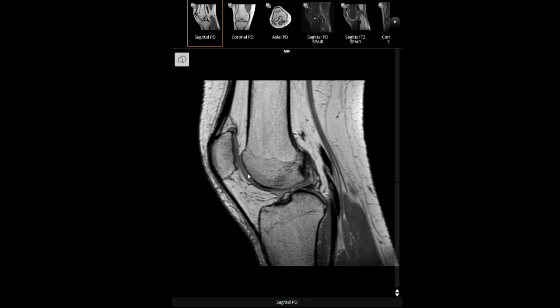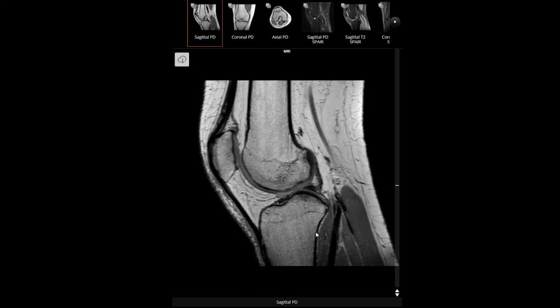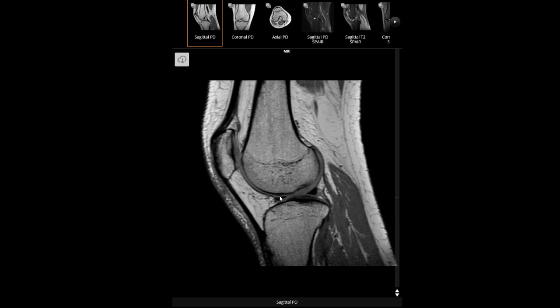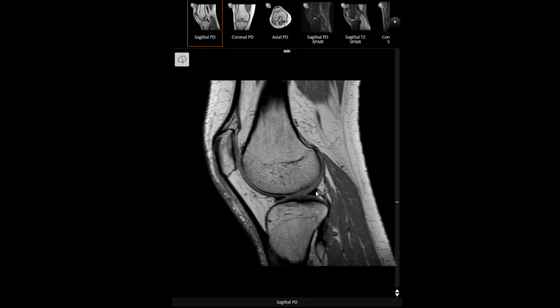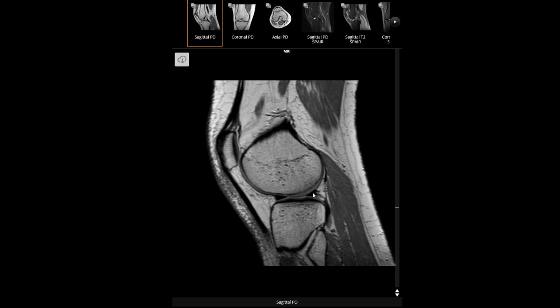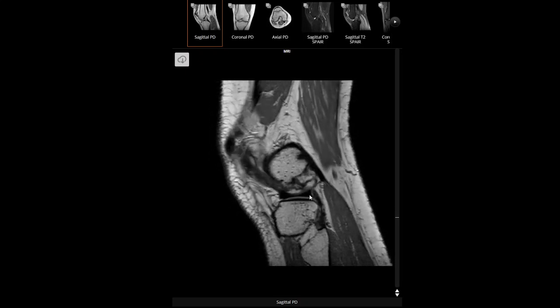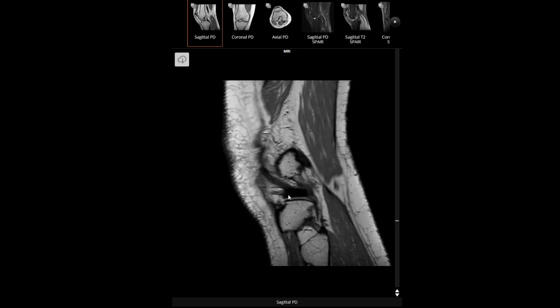Here you can see the cartilage lining the lower end of the femur, and we will be able to see the lateral meniscus also. This is the anterior horn and the posterior horn, and here we will be able to see that the lateral meniscus will come in continuity just deep to the lateral collateral ligament. So this was the sagittal section.